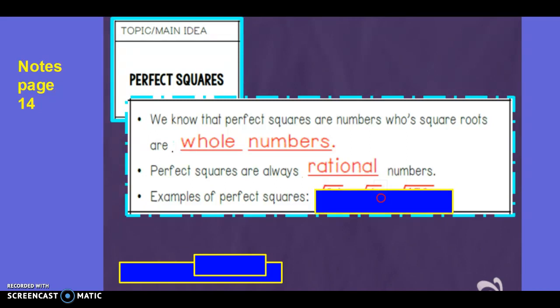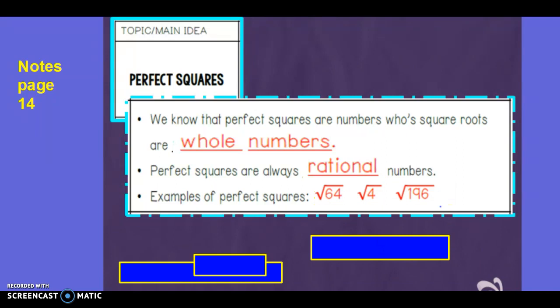Some examples of perfect squares that we learned yesterday would be the square root of 64, which we know is 8, the square root of 4, which we know is 2, the square root of 196, which we know is 14. Maybe you have some other ones written down that you took notes on yesterday.